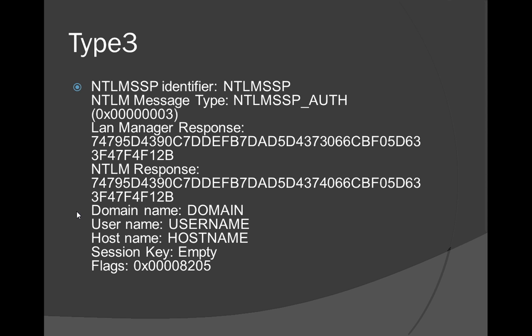And then this is the NTLM SP auth, which has the NTLM response, which is the actual NTLM hash with the salted hash in there, along with the domain name, the username, and host name of the client. And then that session key is also set up for signing as well, and the flags are at the bottom as well.